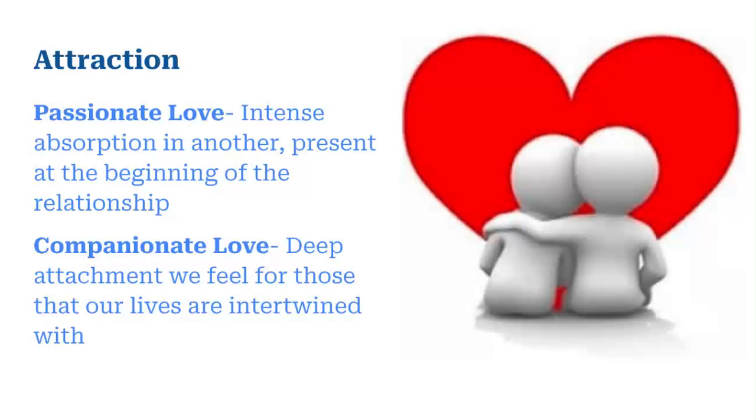Attraction. Passionate love is intense absorption in another, present at the beginning of the relationship, which will eventually lead into companionate love, which is deep attachment we feel for those that our lives are intertwined with. So passionate love is for either short-term relationships or long-term relationships, but it's only present at the beginning. And then companionate love is for long-term relationships.